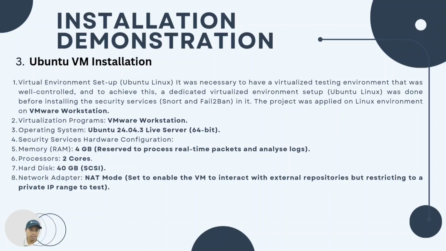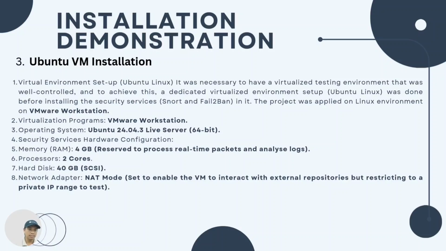So number 2 is the virtualization program. This is VMware Workstation. And number 3 is the operating system. We use the latest one, Ubuntu 24.04.3. And number 4 is security service, hardware configuration. Number 5 is memory, we use 4 GB RAM. And number 6 is the processor, we use 2 cores. Number 7 is the hard disk, we use 40 GB.